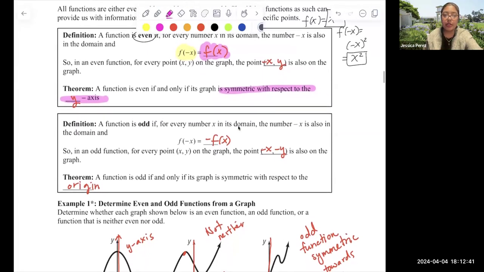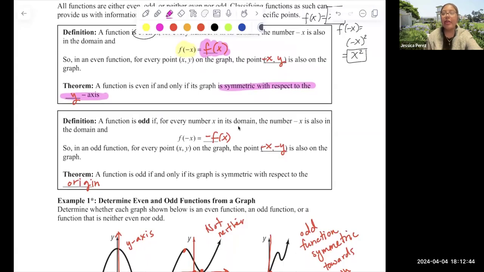Now, when you have an odd function, a function is odd if for every number x in its domain, the number negative x is also in the domain. But now this looks different. Now the negative, instead of being on the inside, is on the outside. So look at the difference between even and odd. Notice that with even, it's inside, and then it gives you the same value. So a negative x and a positive x, and then this negative f of x is negative y. So for an odd function, for every negative x, there's a negative y. The function is odd if and only if it's symmetric towards the origin. And we discussed that as well.